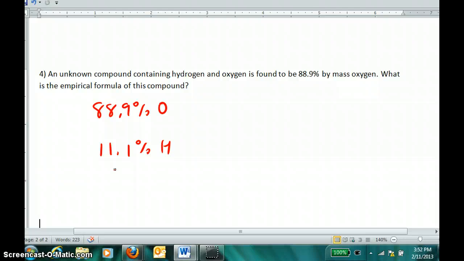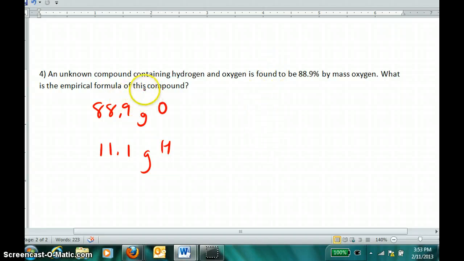I mean, I could pick 1 gram and figure out what 88.9% of 1 gram is and what 11.1% of 1 gram is, and use those masses to get moles of each atom. But it's far more convenient, since these are percentages, if I simply assume that I analyzed 100 grams of the substance. Because if I had analyzed 100 grams and 88.9% of it was oxygen, it means 88.9 of those grams are oxygen, and the other 11.1%, or 11.1 grams out of 100, is hydrogen.